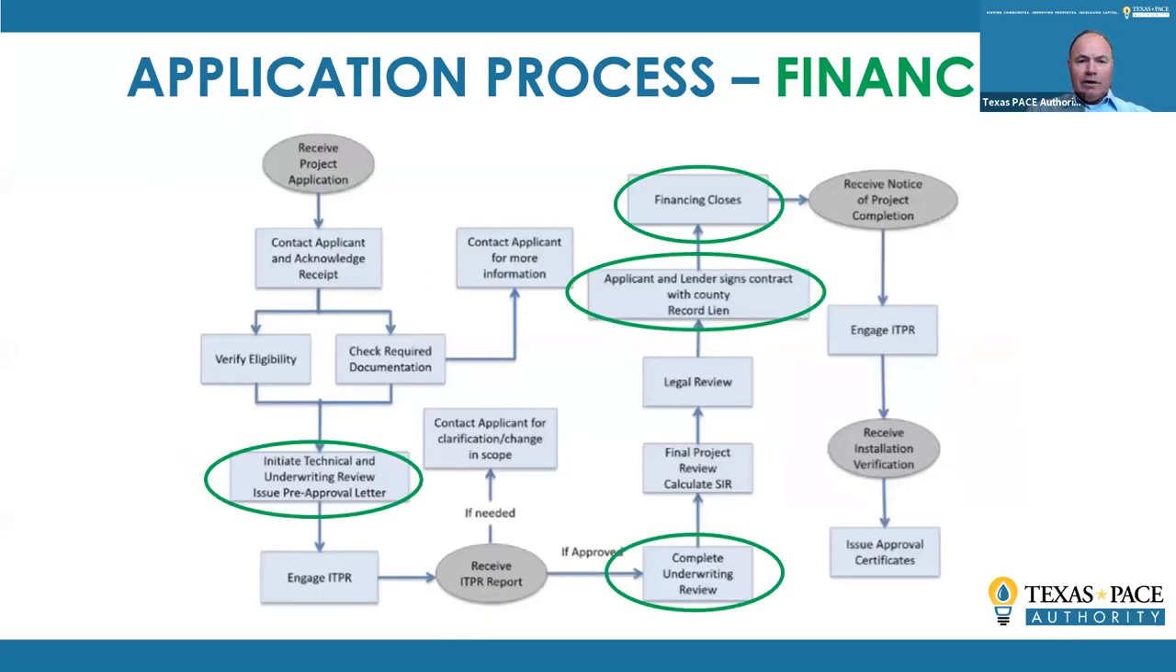The application process and this sort of spaghetti chart process map really shows the whole process. And I've circled the different sections that are related to the financial aspects. The first one on the bottom left, there's an underwriting review and a pre-approval letter that's required. If you keep following the arrows down to the middle right, the underwriting review is complete. Moving up, the applicant lender signed the contract with the county and there's a lien recorded. Then the financing closes. That then provides essentially the line of credit, the construction financing, and the project can move forward. And then it moves into construction and completion. So there's a couple of financial stops there in the process flow. We're going to go into these a little bit more as we proceed.